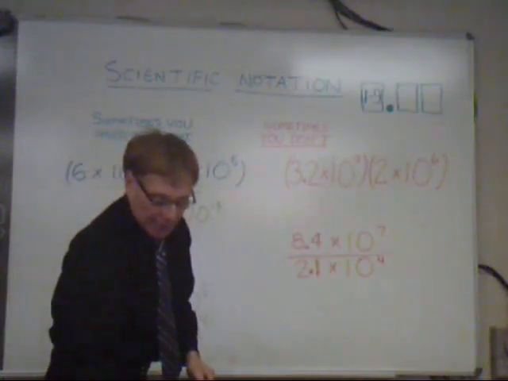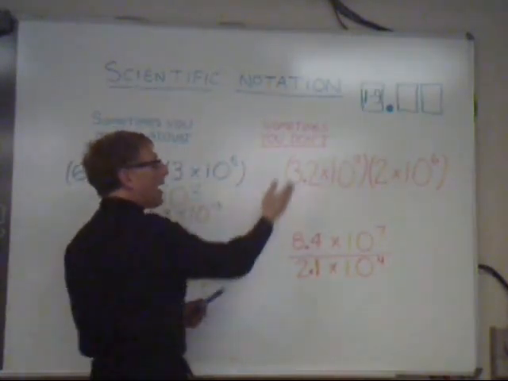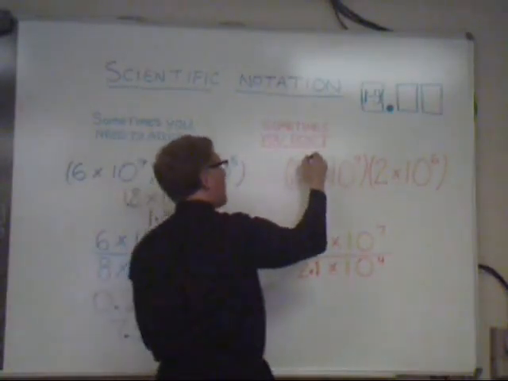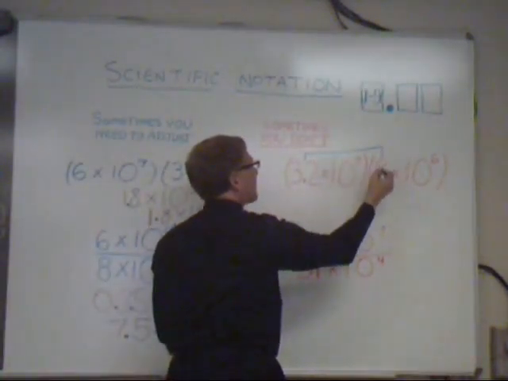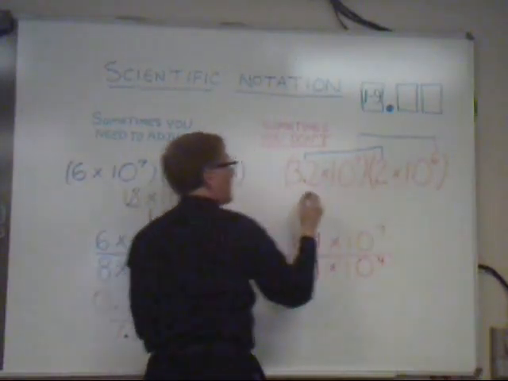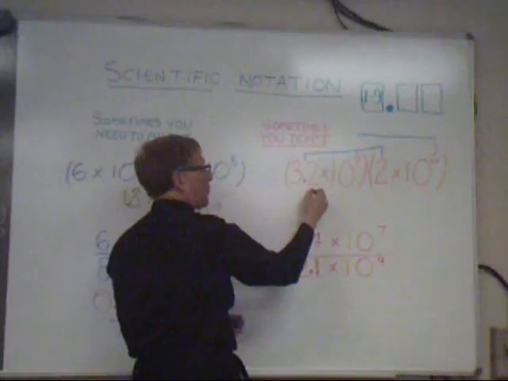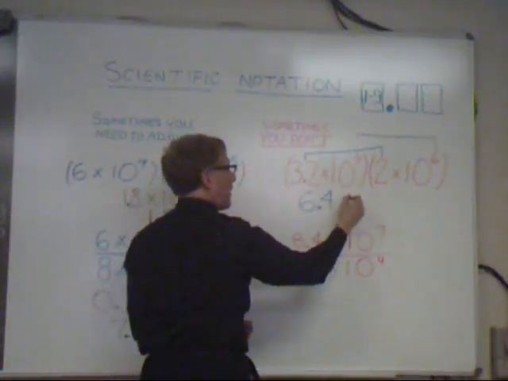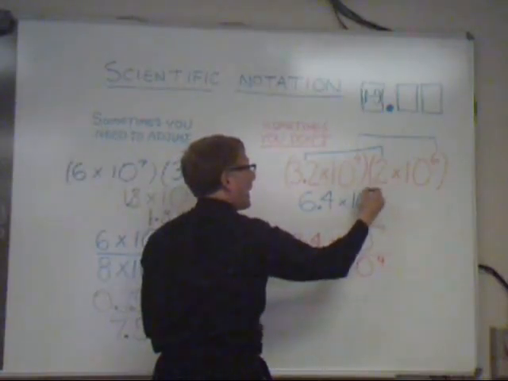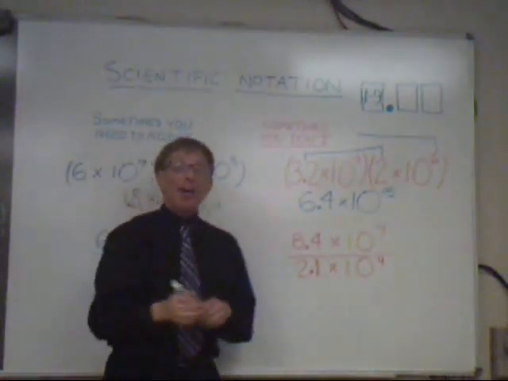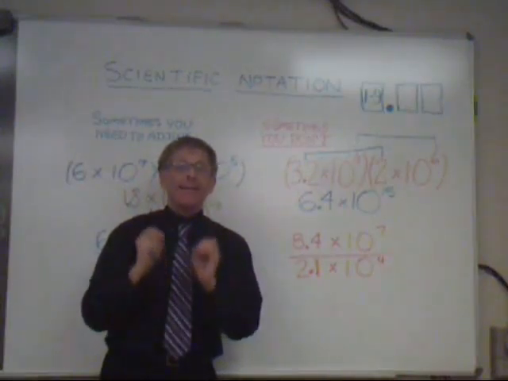And I will illustrate that. Here I have 3.2 times 2. My base number is multiplied. Remember, you multiply your base numbers and you add the exponents. 3.2 times 2 gives me 6.4 times 10, and I add my exponents. 9 plus 6 is 15. Here I don't make the adjustment.